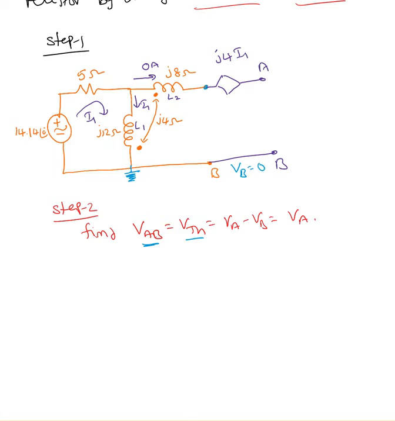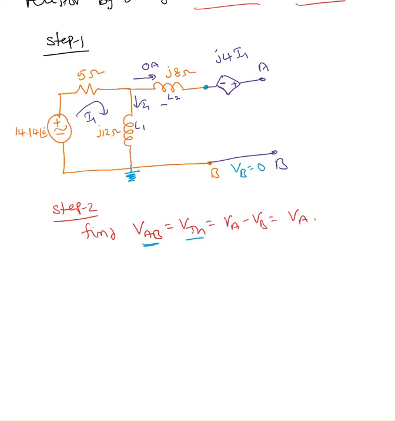Now you need to find the direction, which one is the positive terminal and which one is the negative terminal. Here current is leaving the dot, so the dotted terminal must be negative. Basically the negative terminal is on this side, positive terminal is on this side. Once I have the dependent source, I can replace this J4 and dots. That makes it easier for us to find the VAB.